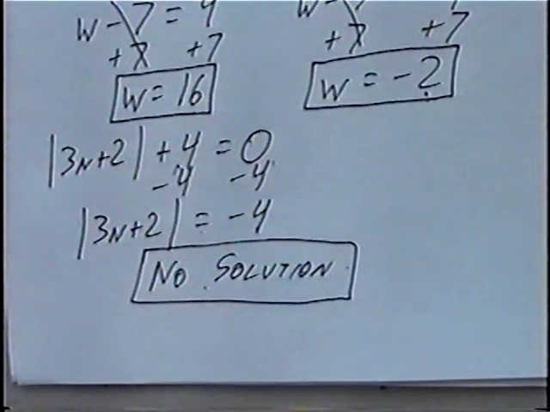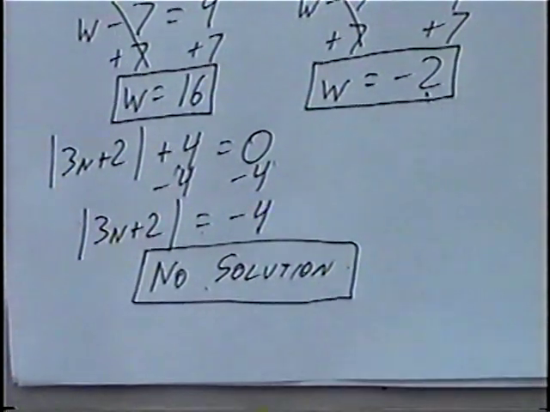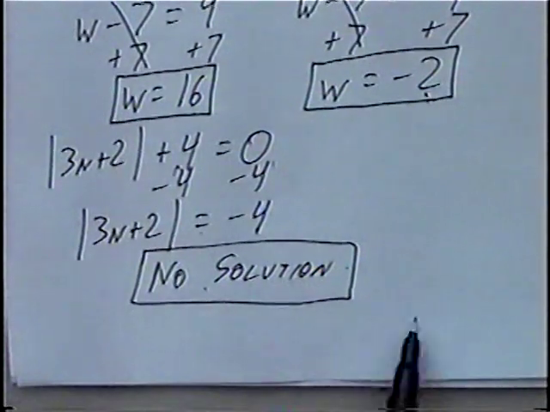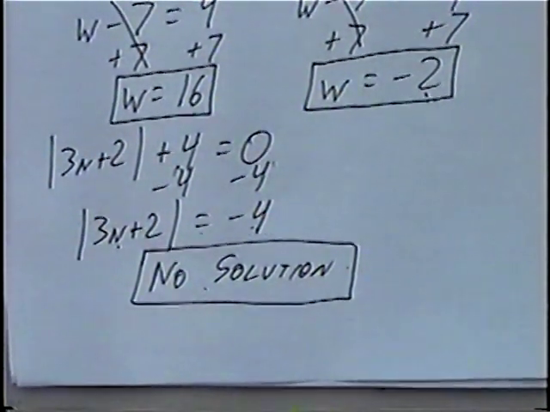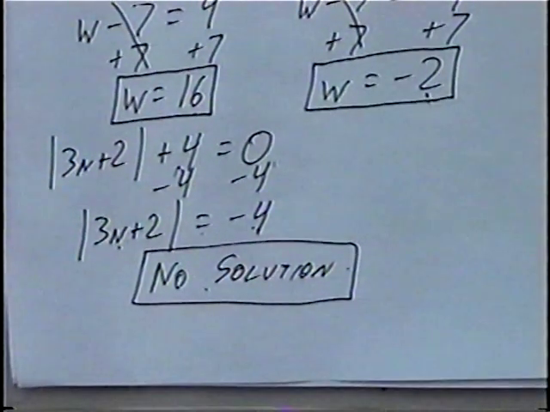If you did solve this problem out, set it equal to negative 4 and positive 4, you get two answers. Plugging those answers in, neither one would work for the original equation. So again, no solution would be the answer to this question.